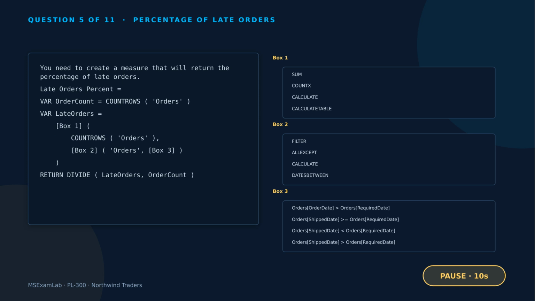2 selections here. Box 1. Choices are sum, COUNTX, Calculate, Calculate table. Box 2. Choices are filter, All except, Calculate, Dates between. Box 3. Choices are orders order date, orders required date.